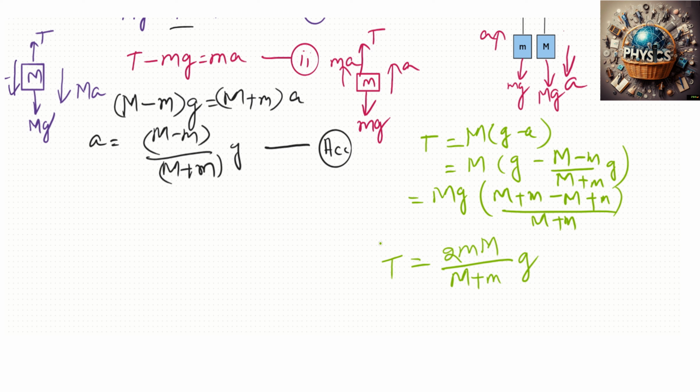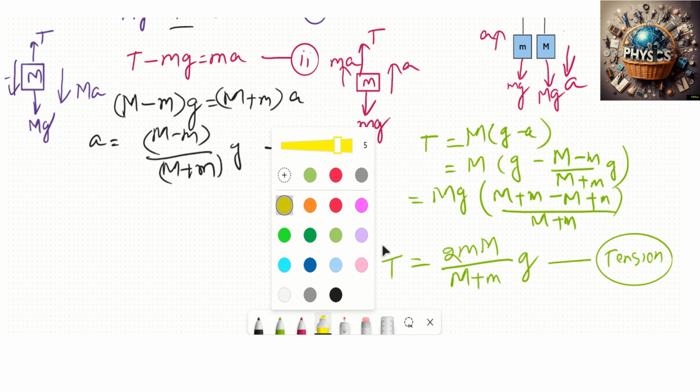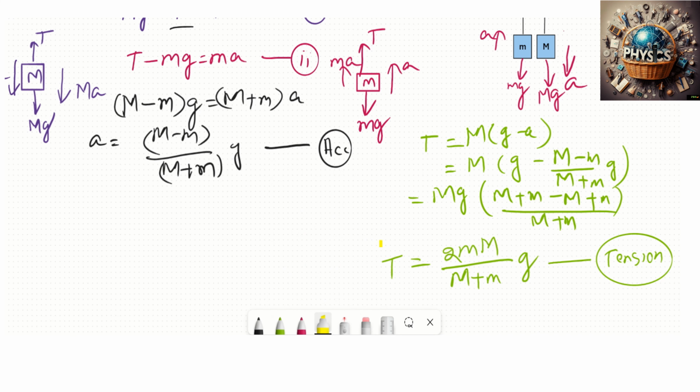So these are the answers for us: the tension in the string, and this is our acceleration. So we got the values of the tension and the acceleration across. Thank you.